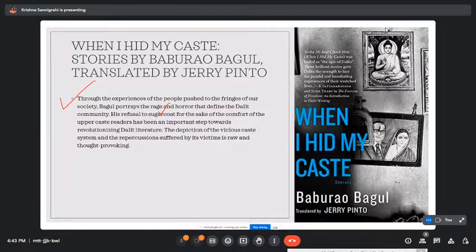So, as I was saying, if the aesthetics of traditional Marathi or Indian literature is defined by Satyam Shivam Sundaram, in Dalit literature it got substituted by the idea of liberty, equality, and fraternity, and the projections of the difficulties of life are in black and white. There is no gray shade. They have said something bad as bad, something good as good. So the depiction of the vicious caste system and the repercussions suffered by its victims is raw and thought-provoking.